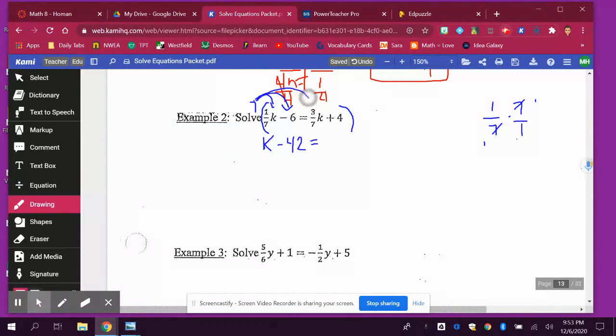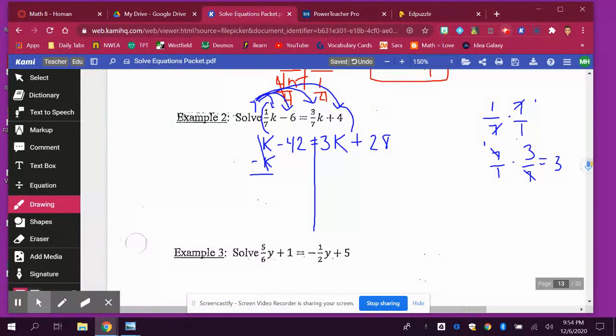I'm going to also multiply times this 3/7. So 7 over 1 times 3 over 7 equals 3. So I have 3k, and 7 times 4. And notice the left side and the right side are both simplified, so I can start moving my variable terms.